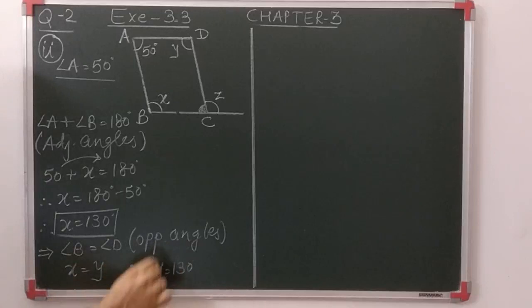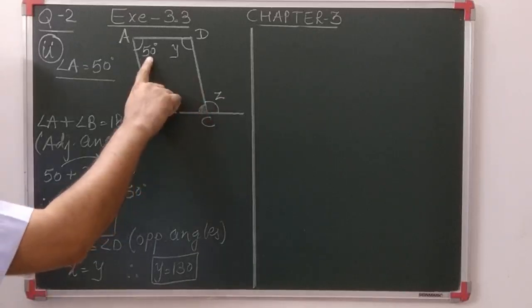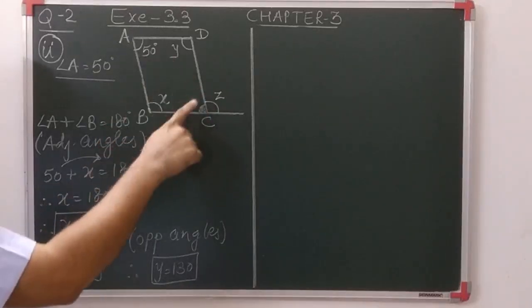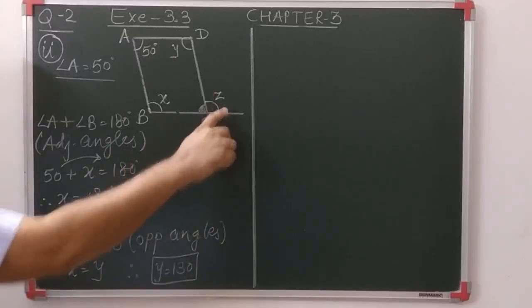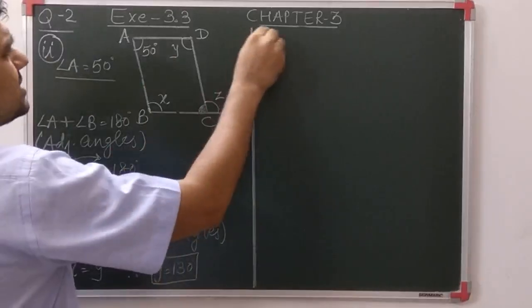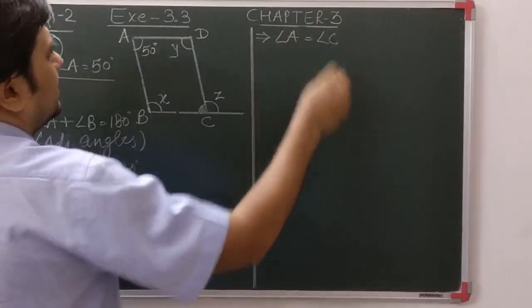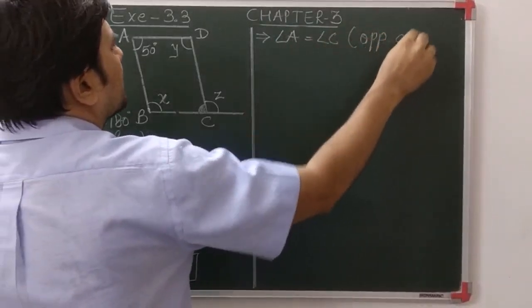So here students, we obtain X and Y. Now Z is left. As we discussed earlier, Z is not the opposite angle of A. So we'll find out the opposite angle of C and then we'll go for the linear pair, because it is an exterior angle. So let's go for this, that angle A is same as angle C. The reason is the same, they are pair of opposite angles.